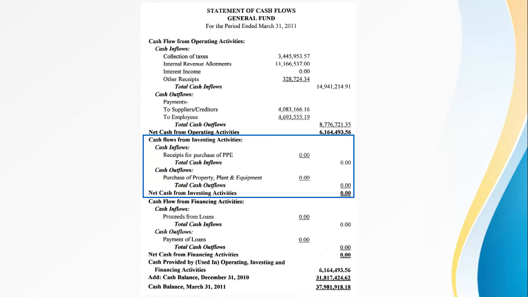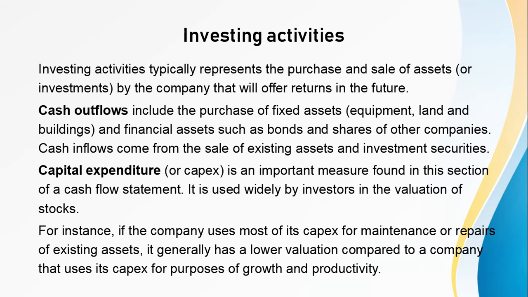Now let's look at cash flow from investing activities. Investing activities typically represent the purchase and sale of assets or investments by the company that will offer returns in the future. Cash outflows include the purchase of fixed assets and financial assets such as bonds and shares of other companies. Cash inflows come from the sale of existing assets and investment securities.